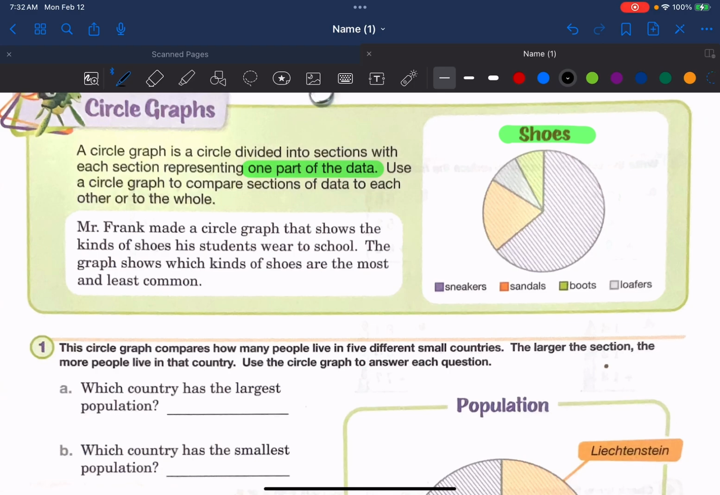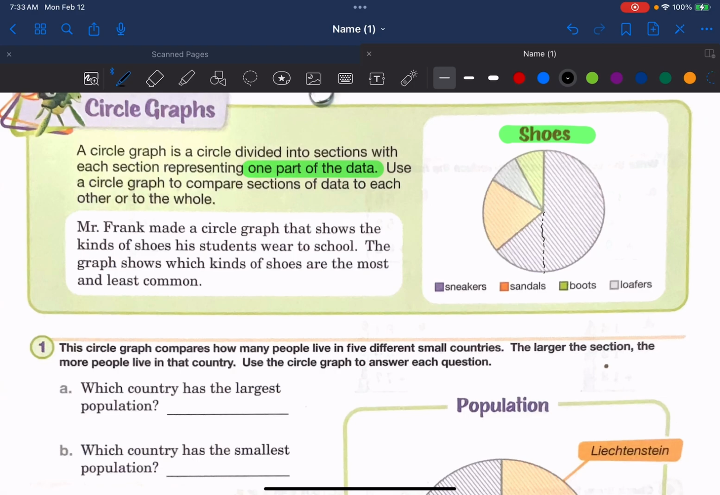So if it's a little harder to see on mine, the difference, it looks like this one's maybe the loafers are the gray and the sneakers are the purple. So therefore, sneakers are the greatest. And when I say think about it in terms of fractions, sneakers are even bigger than half, because if I think of, okay, if here's my half, sneakers are more than half of what kids wear to school, okay?